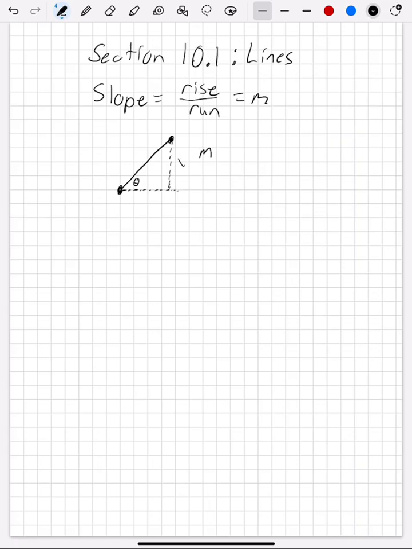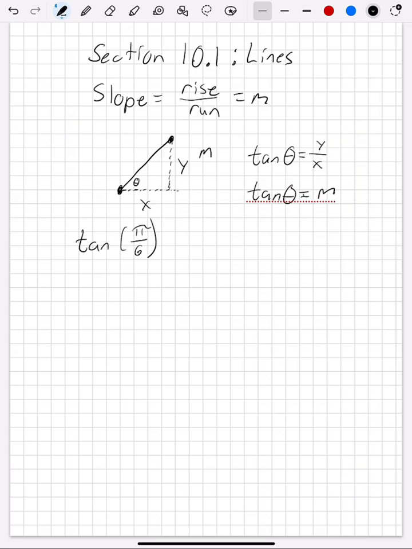So if I've got some kind of change in y over change in x, then the tangent of my angle theta would be equal to y over x, which just means that the tangent of the angle that's created is really just my slope. Okay? So this is what I'm going to look at to answer questions about how the slope is related to the tangent of the angle.